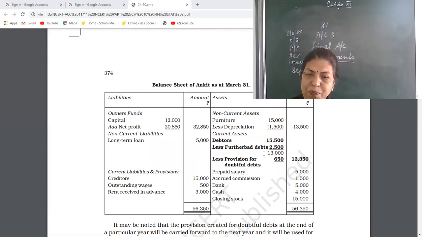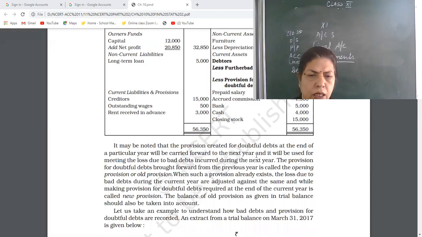Clear? Every adjustment has a minimum of two sides of effect. The impact you have learned for further bad debts is the same here, but the sequence will be: first further bad debts, then the remaining amount, then provision for bad debts. And the impact in the P&L account will be the same, debit side, because all the expenses and losses will be shown at the debit side of the P&L account. Clear? Now see.